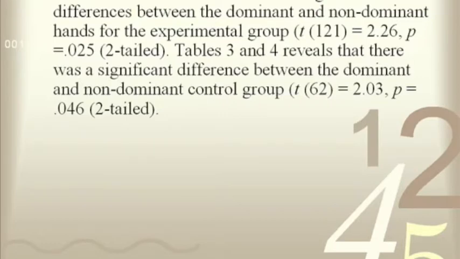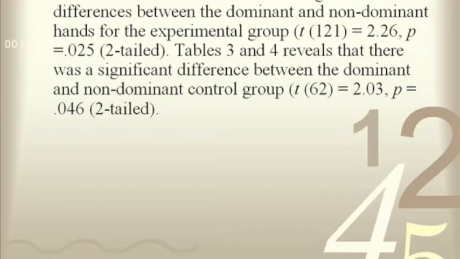Tables 3 and 4 reveal that there was a significant difference. Now let me talk about the term significant differences. Statistically speaking, significant differences mean that one group, the experimental group, the dominant hand and non-dominant hand for the group, those are two groups. They were different from one another. And statistically speaking, they were significantly different from one another. Even though the numbers may not seem like it, they were different from each other.